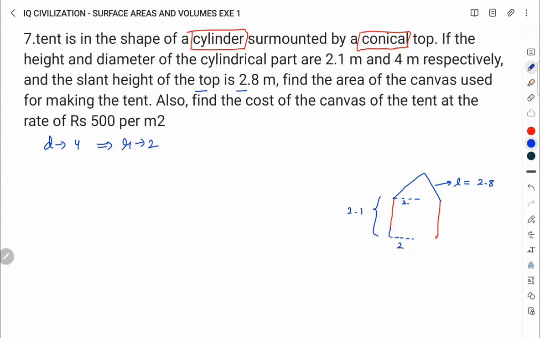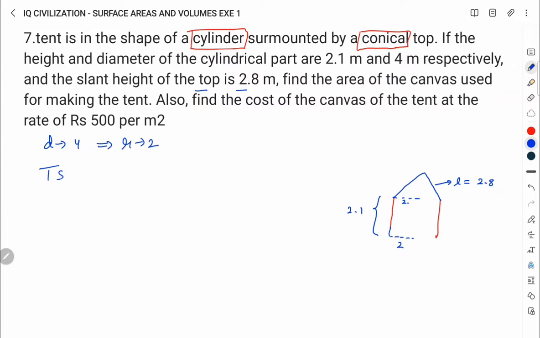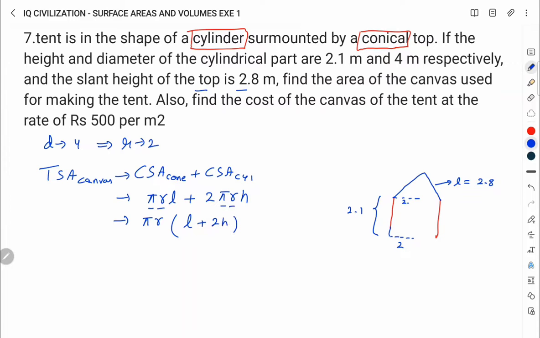Also find the cost of the canvas tent. For a tent there won't be any flooring, right? So here first, there are two things I need to do. Total surface area means total area of the canvas. That is nothing but CSA of a cone plus CSA of a cylinder. So CSA of a cone is pi RL plus CSA of a cylinder 2 pi RH. Very good. So here pi is common, radius is common. So pi r I will take common, L plus 2h.